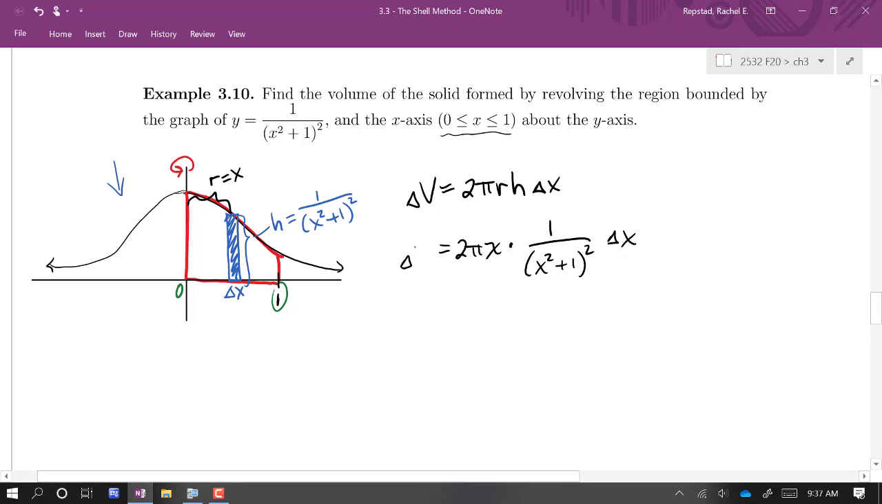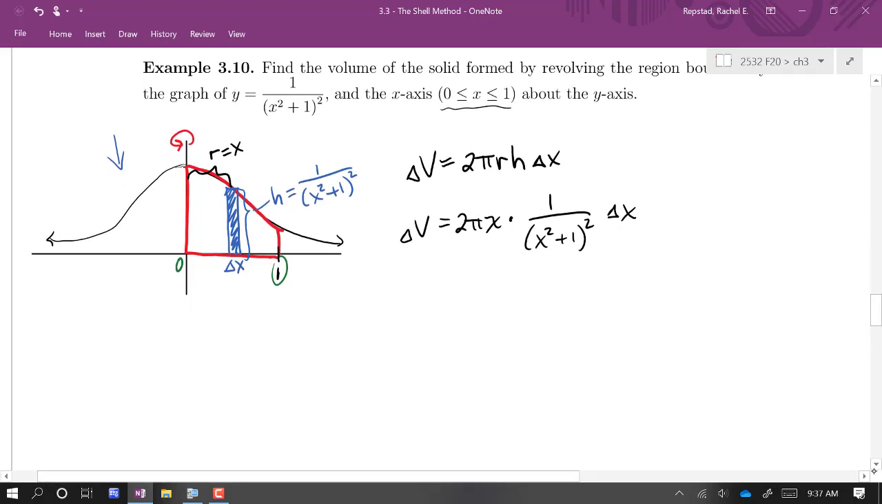Now, there's our sample shell. Let's set up the integral. Going to take the factor of 2 pi outside the integral. Integrating this, I've got this fraction x over (x squared plus 1) squared dx, and our limits are from 0 to 1.